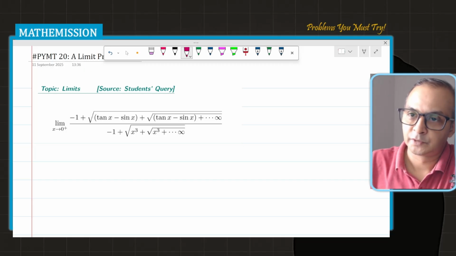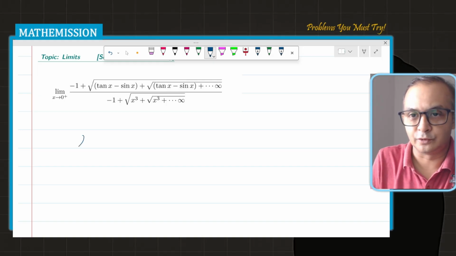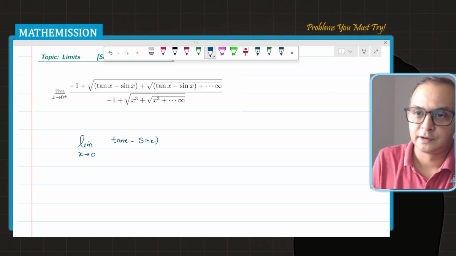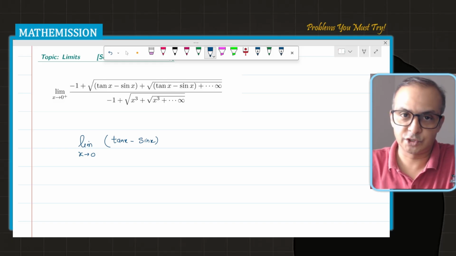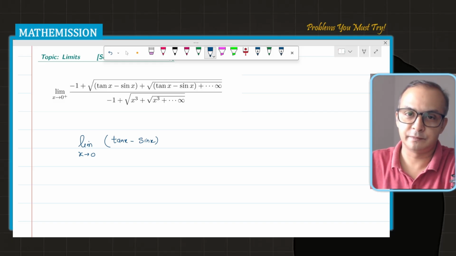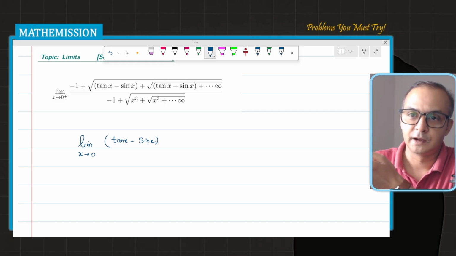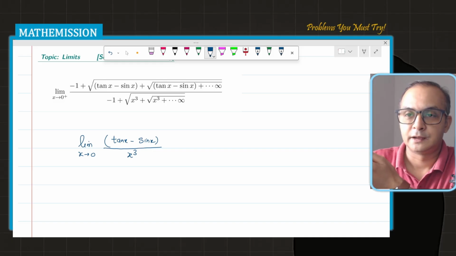But before that, let us understand what is the meaning of tan x minus sin x when we approach towards 0. So when I say limit x tends to 0 of tan x minus sin x, the tan x is always greater than sin x. So when we are still approaching towards 0, the tan x is higher than sin x. So this will give you some gap, meaning we are comparing with, let us say, x cubed. Then the closest approximation we can take is x cubed.